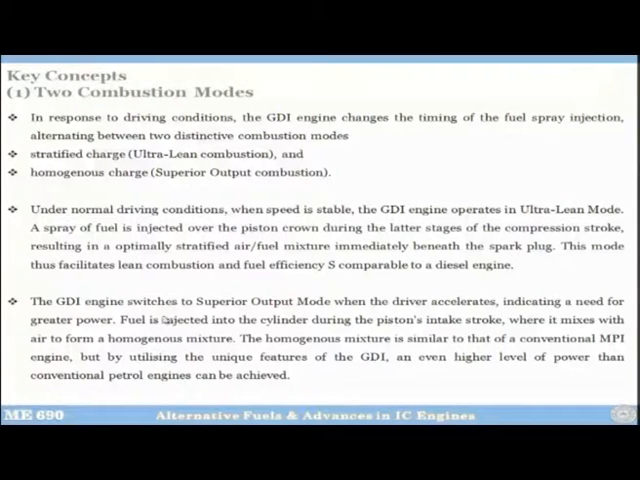The GDI engine switches to superior power output mode when the driver accelerates, indicating a need for greater power. Fuel is injected into the cylinder during the piston's intake stroke, where it mixes with the air to form a homogeneous mixture. The homogeneous mixture is similar to that of a conventional MPFI engine, but by utilizing the unique features of the GDI engine, even higher power levels than conventional petrol engines can be achieved.